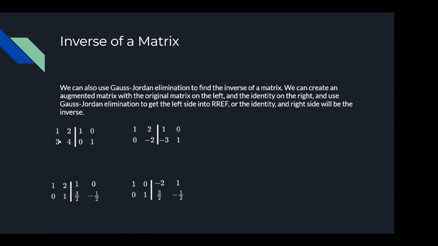So over here we have 1, 2, 3, 4, and on the right is the identity. And we can subtract 3 times the first row from the second, and then what we can do is divide the second row by -2, and what we would get is this right here, which is almost an identity except for this 2 right here. And that's pretty simple. We just subtract twice the second row from the first and get the inverse of -2, 1, 3/2, -1/2, which I've basically memorized because I always use 1, 2, 3, 4 as an example for the inverse of matrices.